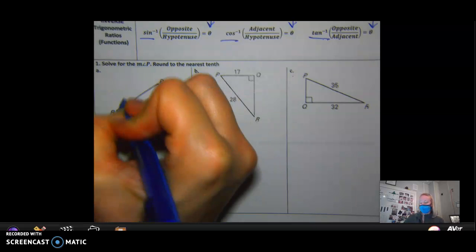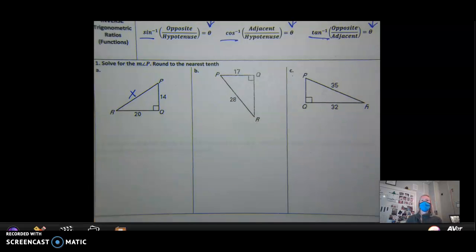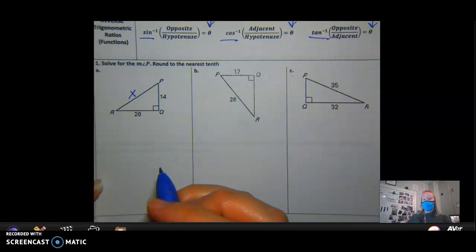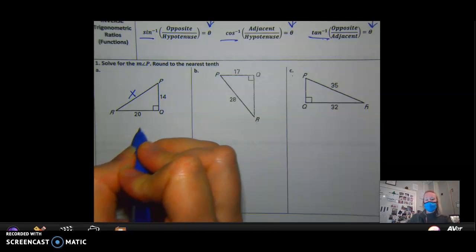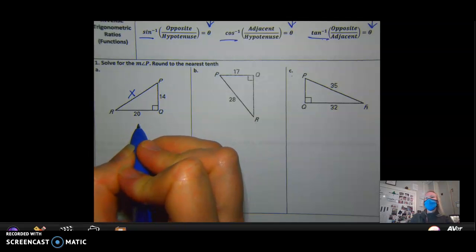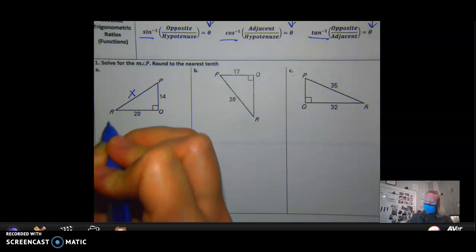So the first thing I want us to do is find the missing side length. What would you use in this case to find the missing side length? Pythagorean theorem, right? Because we have two sides. To find the third side, you just use Pythagorean theorem. I don't have any angle measures currently. So how would I set up Pythagorean theorem on this guy?